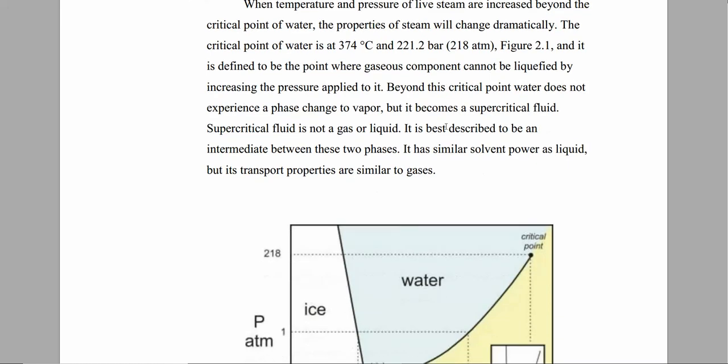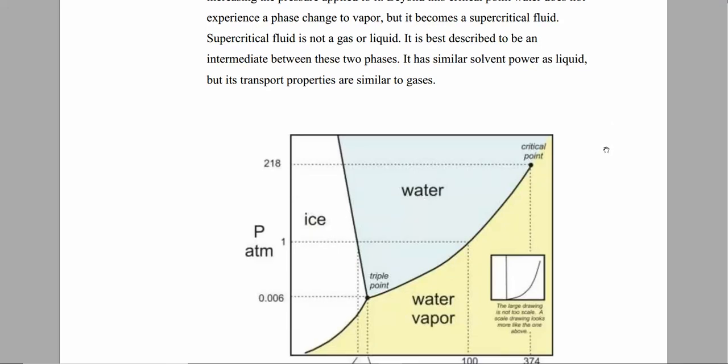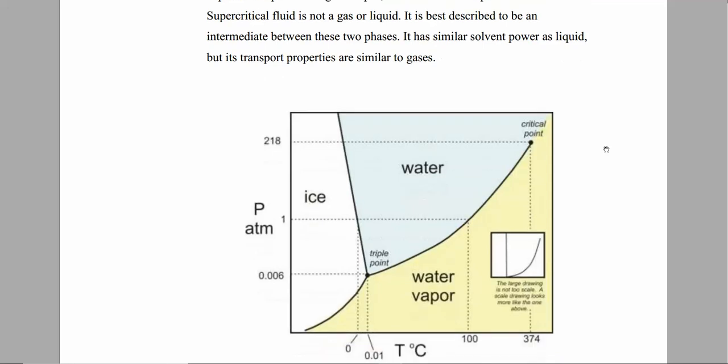It is defined to be the point where a gaseous phase component cannot be liquefied by increasing the pressure applied to it. Beyond the critical point, water does not experience a phase change to vapor, but it becomes a supercritical fluid. A supercritical fluid is not a gas or a liquid. It is best described as an intermediate between the two phases, as it has similar solvent power as a liquid, but its transport properties are similar to gases.